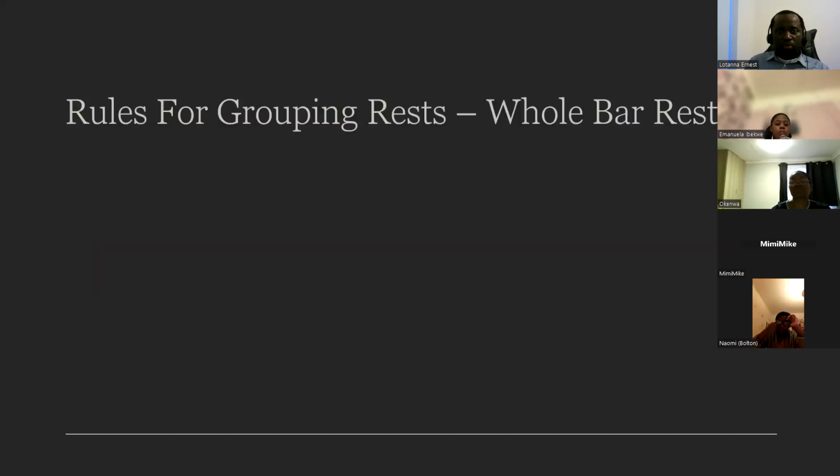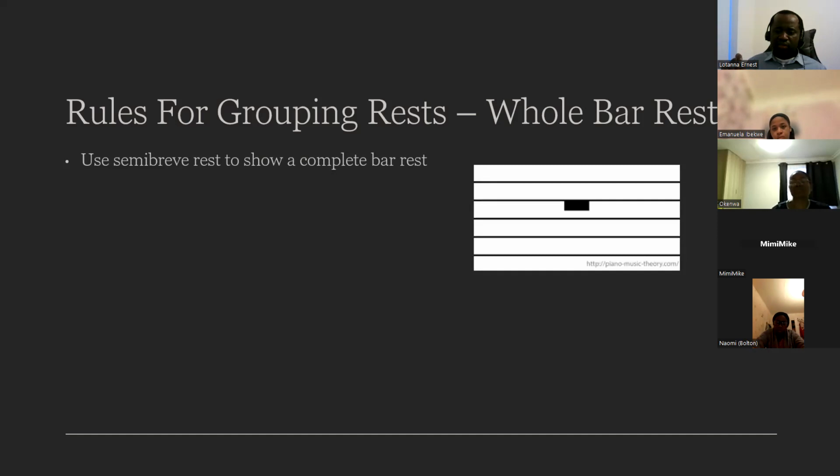Rules for grouping rests. Now, if you have what you call a one bar rest, what do I mean by one bar rest? A one bar rest is, let's assume, in a piece of music, there is no music, everything is rest for that particular bar. How do you represent it? You put a semibreve rest to show a complete bar rest. So that means that you should have something like this.